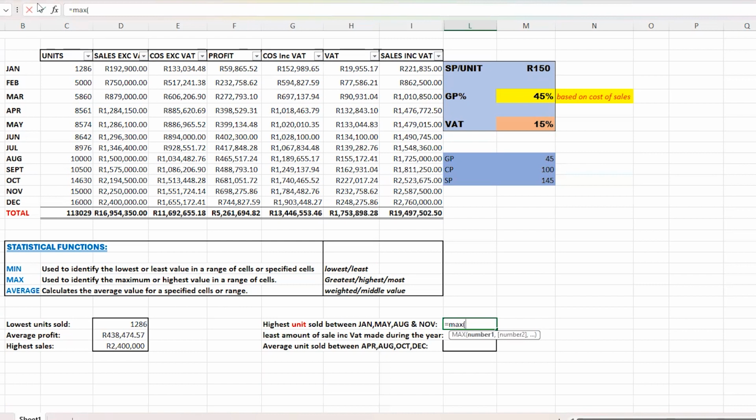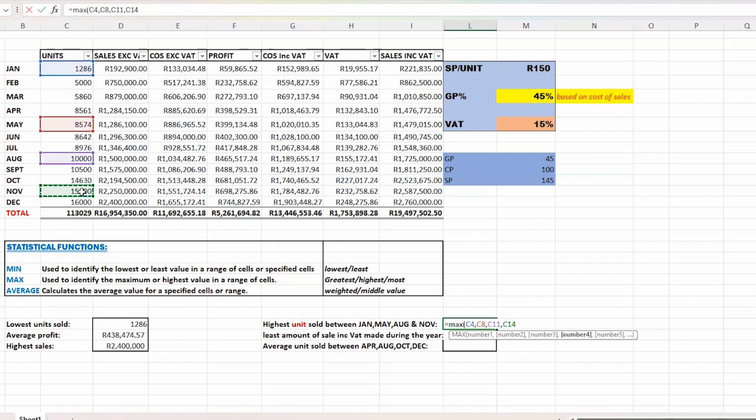I want the units, so I go to the units, I select January, comma, I'm selecting specific sales, so comma, May, comma, August, comma, right, November. Okay, so you can see specific sales.